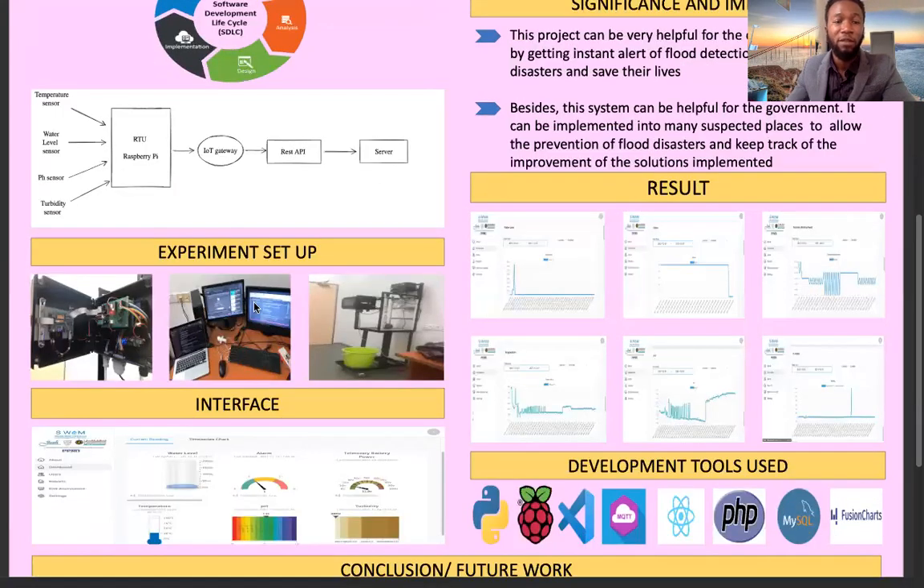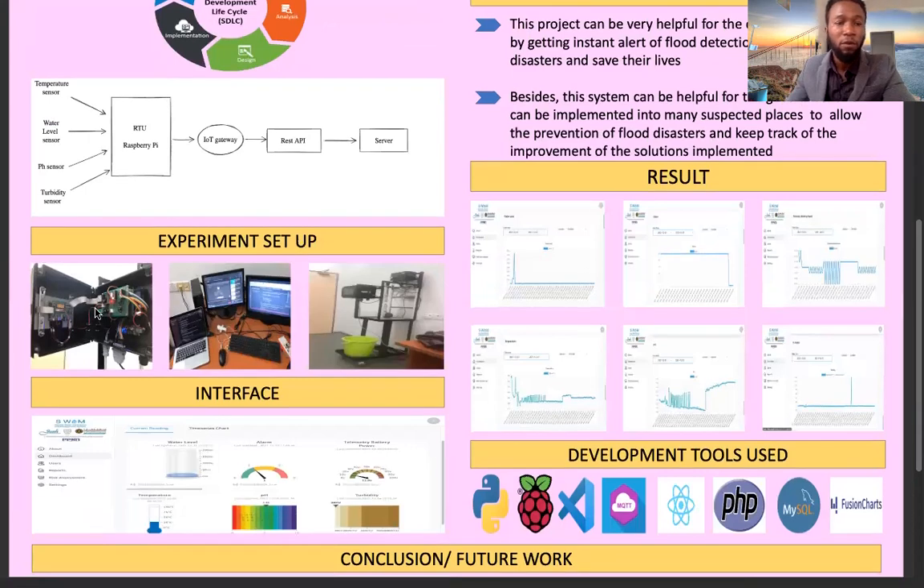So let's look at the experiment setup. On the first picture, you can see the composition of the RTU, and it is composed of Raspberry Pi interconnected with sensors and an LCD here in order to display the current reading. And then the second picture is about the data collection from this RTU and outputting here for visualization and then transmitting to the server.